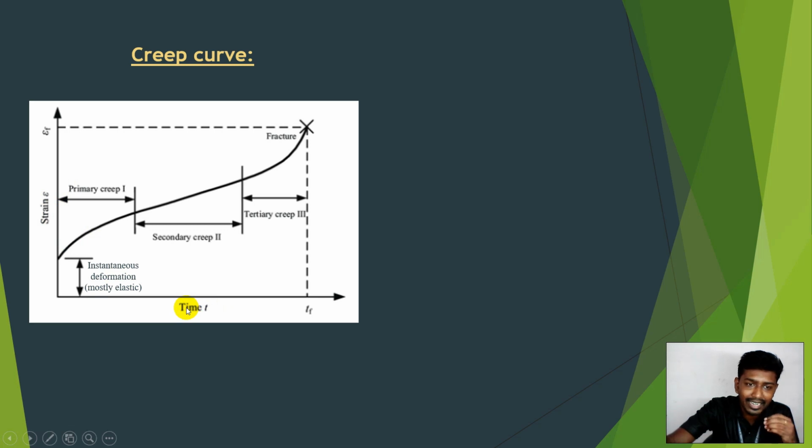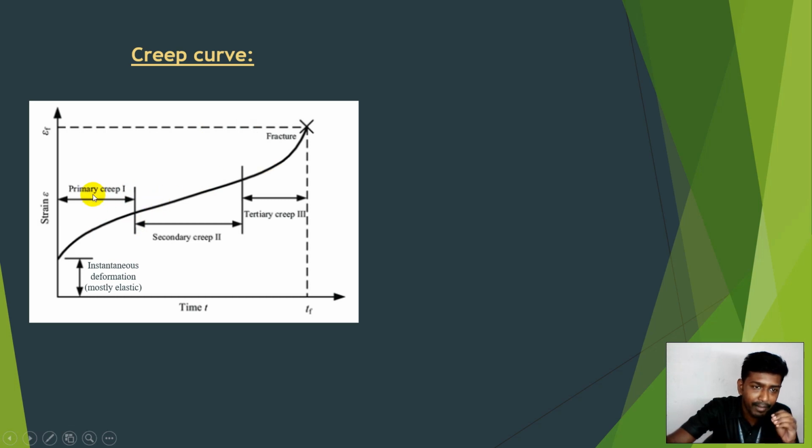Initially, when conducting the experiment, they apply the load. So what happens at that time? The metal experiences instantaneous deformation. Mostly it will be elastic, and we can see from the graph it is the initial amount of strain. If you look into this diagram, you can see the trace of the curve in this manner. Am I right? And if you look into this curve, you can see three regions, three separate regions like this.